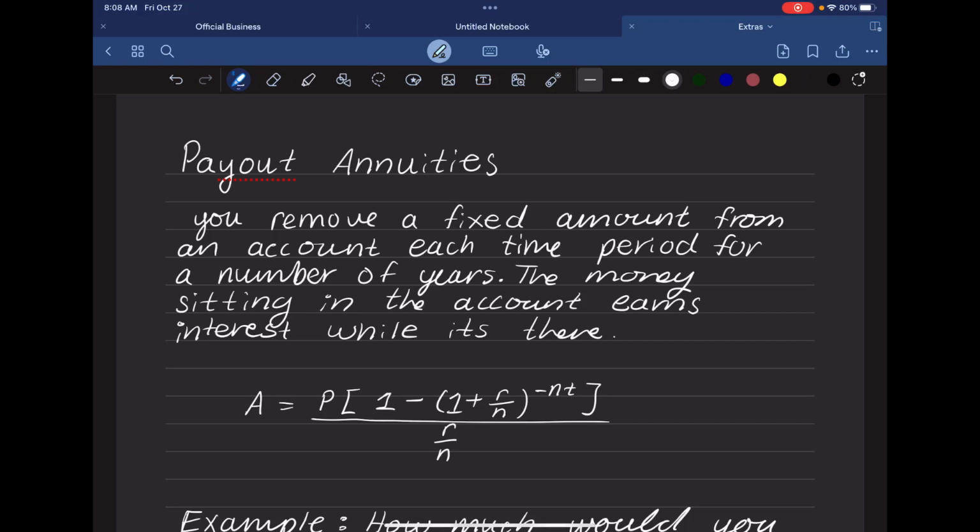In this video, we're going to talk about payout annuities. So basically, the situation that we're talking about is if you removed some fixed amount from an account each time period for a particular number of years. And then suppose the money sitting in the account, while you haven't removed or withdrawn it yet, is still earning interest while it's there.